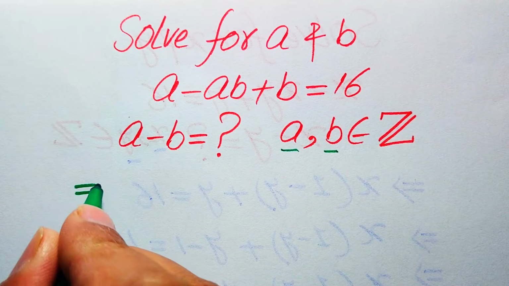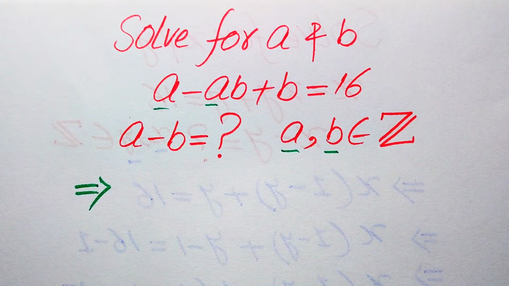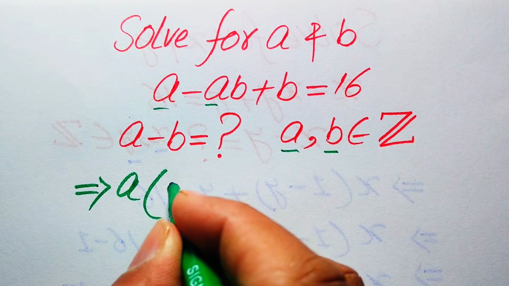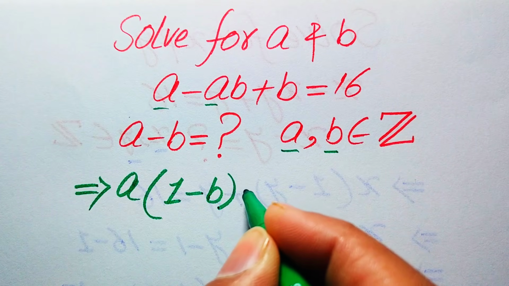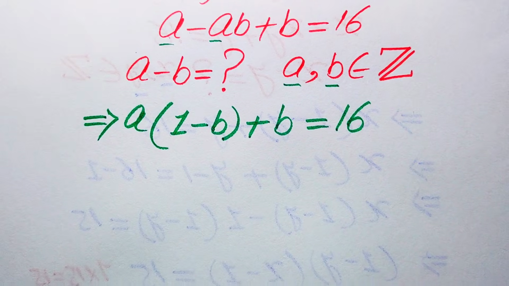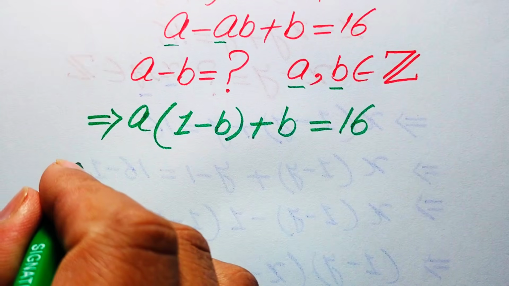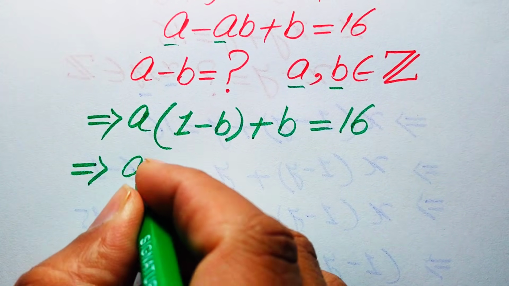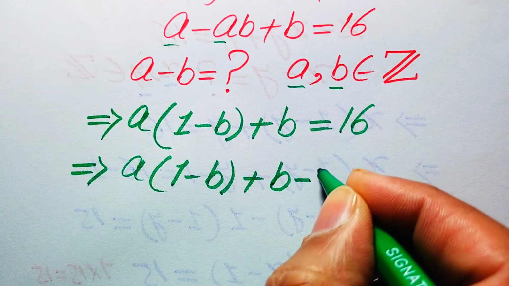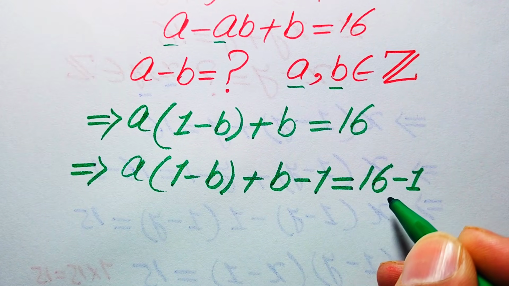Here we need to focus on the given equation. You see here this a is the common term, so we take a common from here, and when we take a common, the remaining values are 1 minus b and plus b is equal to 16. Now in the next step, you see this factor is 1 minus b. We need to make this factor on here. In order to do that, we need to subtract minus 1 on both sides. So when we subtract minus 1 on both sides, we obtain b minus 1 equals 16 minus 1.